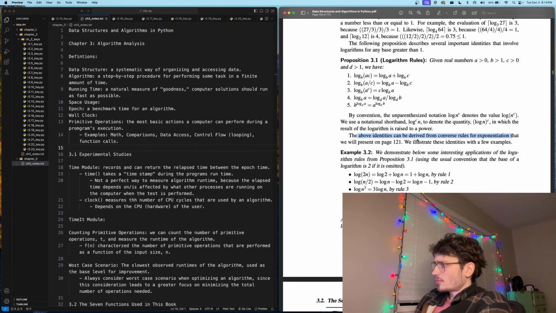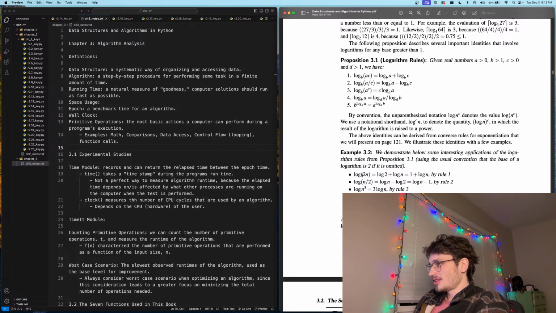This above identity can be derived from converse rules for exponentiation that will be presented on page 121. We illustrate these identities with a few examples. We demonstrate below some interesting applications for the logarithm rules in Proposition 3.1, using the usual convention that the base of the logarithm is 2 if that is omitted.